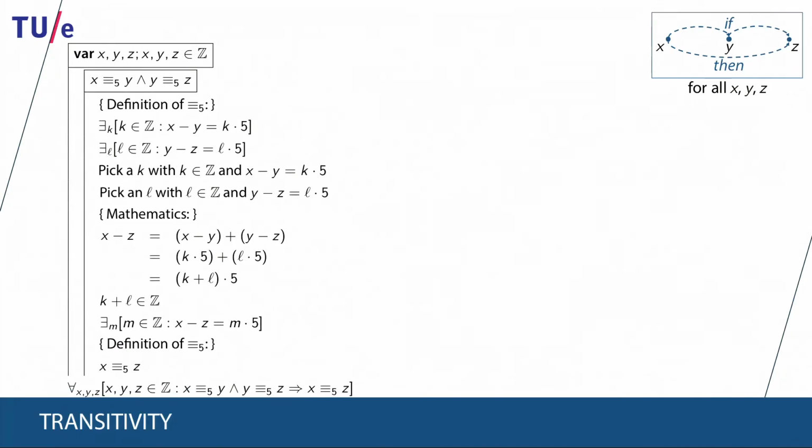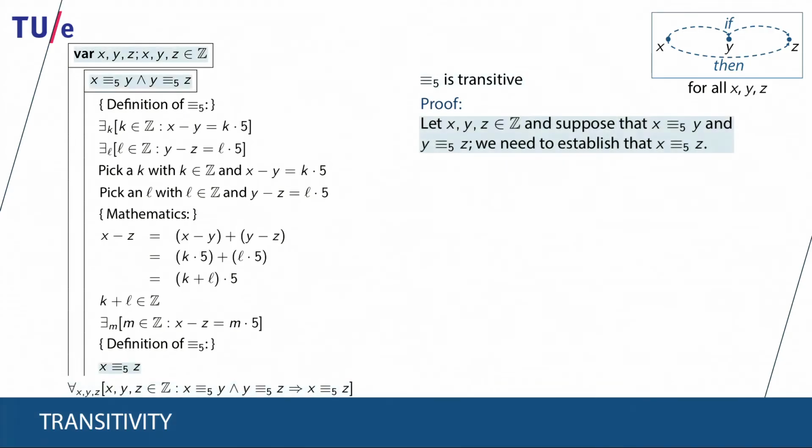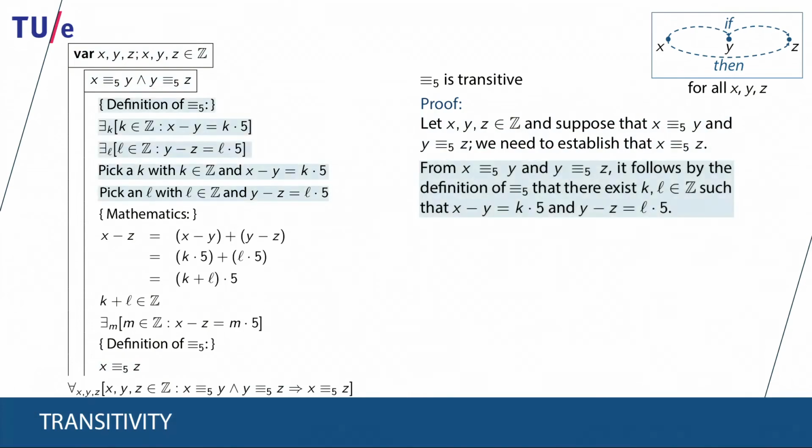The derivation is complete, proving that equivalence modulo 5 is transitive to those who can read derivations. We still want to turn this derivation into a more readable textual version of the argument. Our goal is to prove that equivalence modulo 5 is transitive. To this end, we let x, y, and z be integers, and suppose that, modulo 5, x is equivalent to y and y is equivalent to z. We then need to establish that, again, modulo 5, x is equivalent to z. First, we conclude from the assumptions regarding x, y, and z that there exist k and l, such that x minus y is k times 5 and y minus z is l times 5.